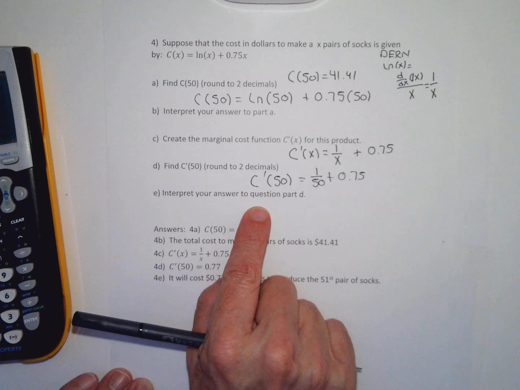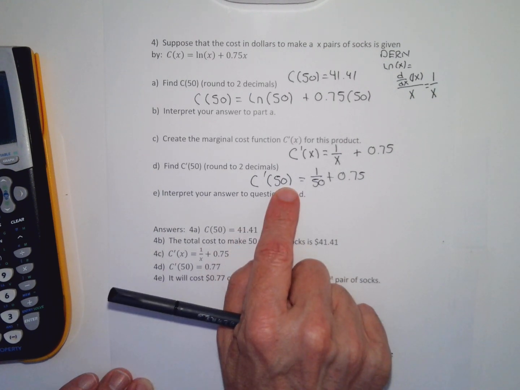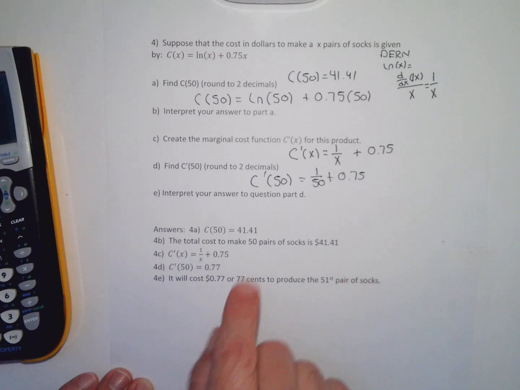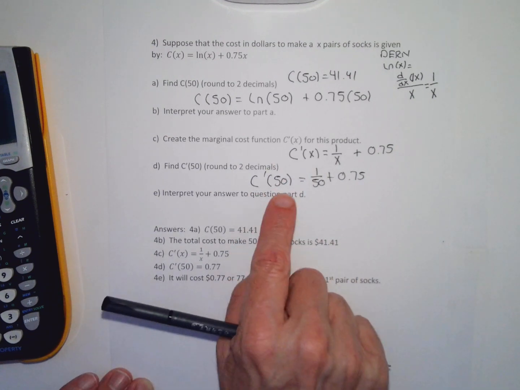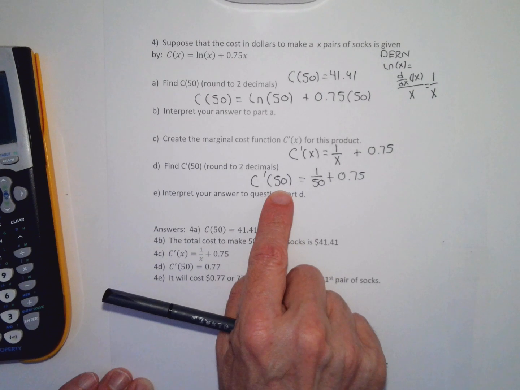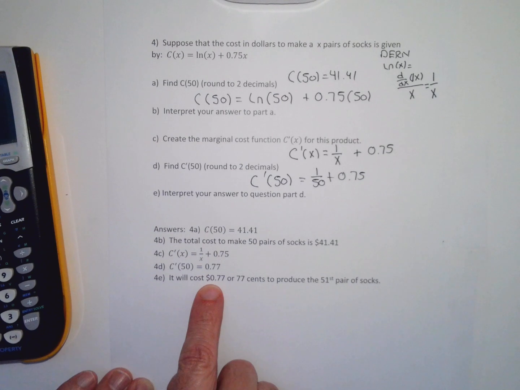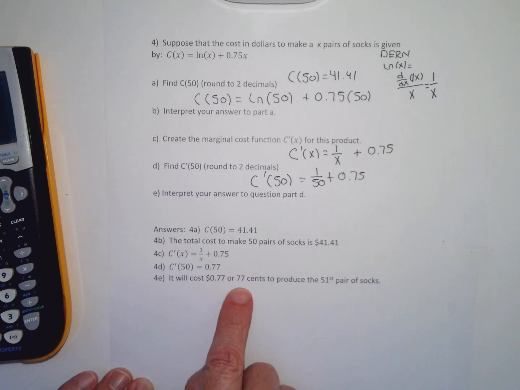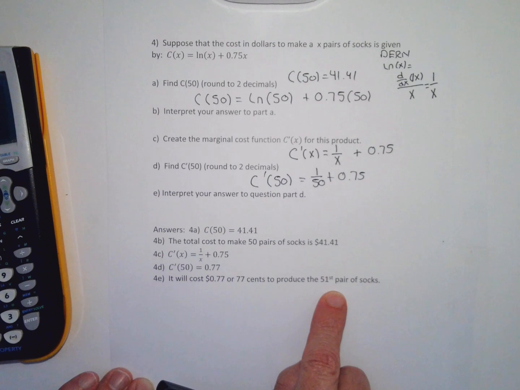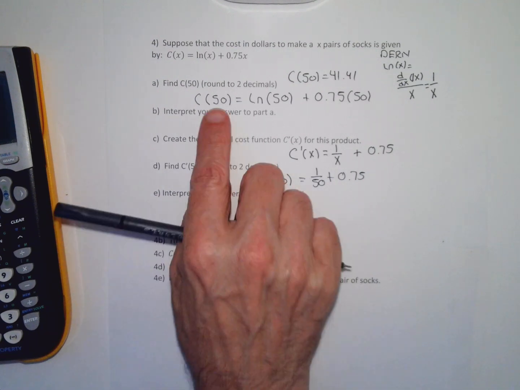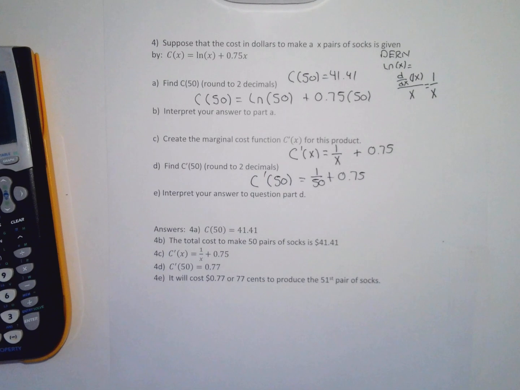Now interpret my answer. Plugging a number into the marginal function gives the next. So in this case, the marginal cost function's going to give the cost to make the next pair of socks. The next pair of socks is going to be the 51st pair of socks. It's going to cost $0.77, which is the same as 77 cents, to produce the 51st pair of socks. So plugging numbers into the cost function gives the total cost to produce so many units. Plugging values into the derivative of the cost function, or the marginal cost function, gives the cost to produce the next amount.